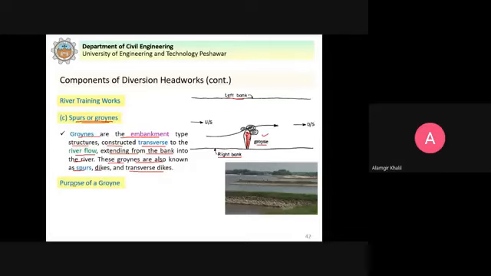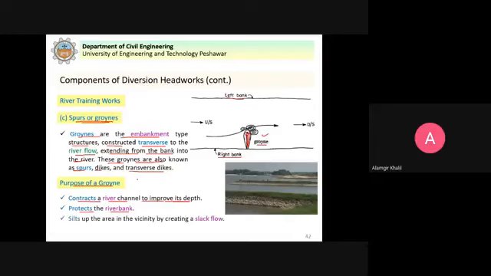Purpose of a groin, as I already explained, contracts a river channel to improve its depth. You can see here it pushes the water towards the center, so it contracts a river channel to improve its depth. Protects the river bank. Silts up the area in the vicinity by creating a slack flow. You see here that the water will become very slow, so silt will get a chance to be deposited here.